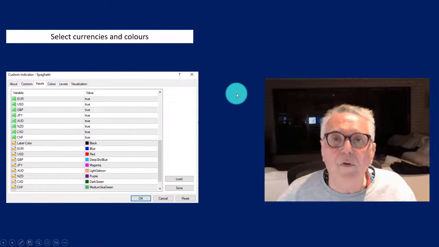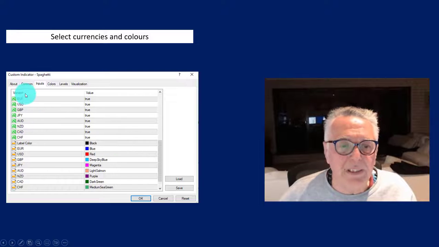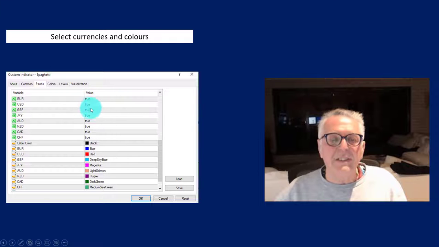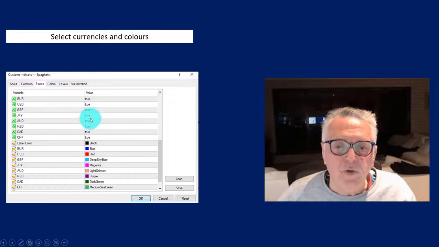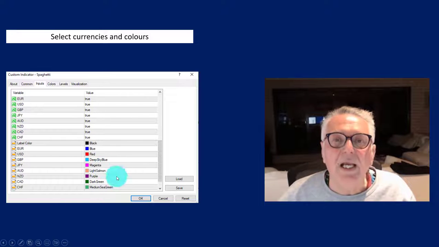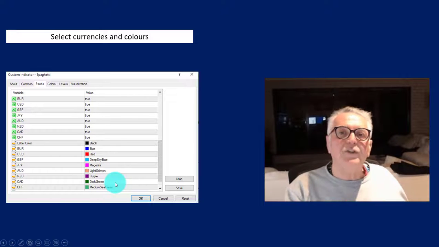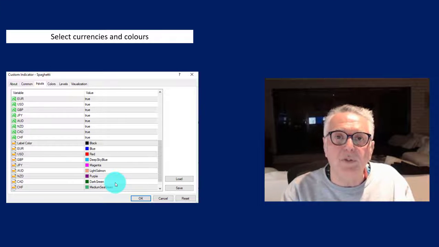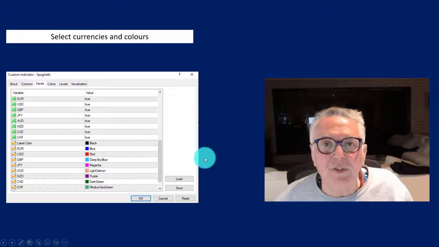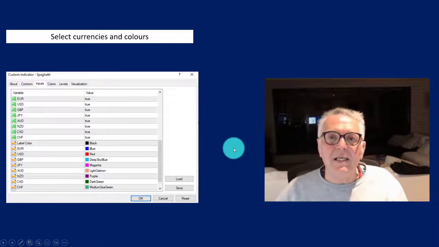And then obviously you can select your currencies. If you don't want to trade all the currencies available, the eight currencies, you can just change the settings to say no to the ones you don't want to trade. And there are the colors. You can select the colors as you like, and as you've seen, you can select how bold you want those color lines to be, and so on. So this indicator really does give a trader everything the trader needs.